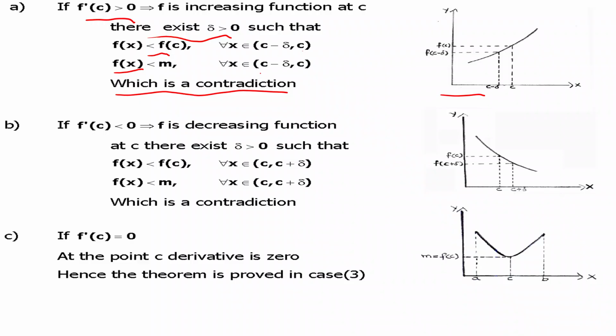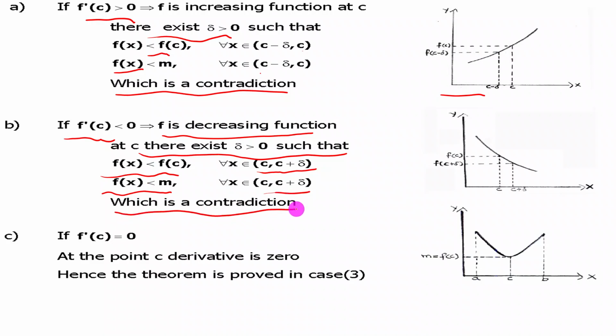Again a contradiction result. If I consider f dash of c less than 0, that is the function f is a decreasing function at c, there exists delta greater than 0 such that f of x less than f of c for all x belongs to c comma c plus delta. F of x less than small m for all x belongs to c comma c plus delta. Again I got a contradiction result because small m is nothing but infimum. The function value will not be less than infimum because infimum is the lower bound.